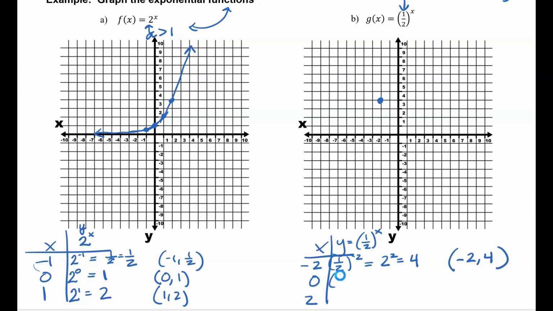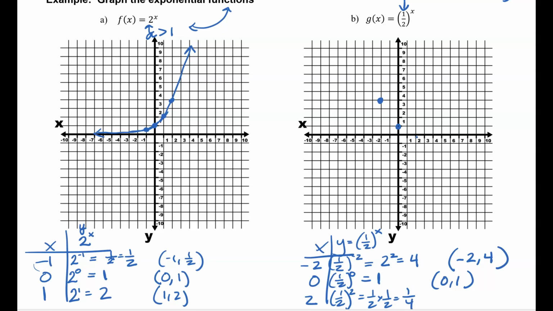And then if I plug in 0, 1/2 to the 0 power, anything to the 0 power is 1, so I get the point 0, 1. Notice both of these functions had the point 0, 1. And then if I plug in 2, 1/2 to the 2nd power is just 1/2 times 1/2, or 1/4.